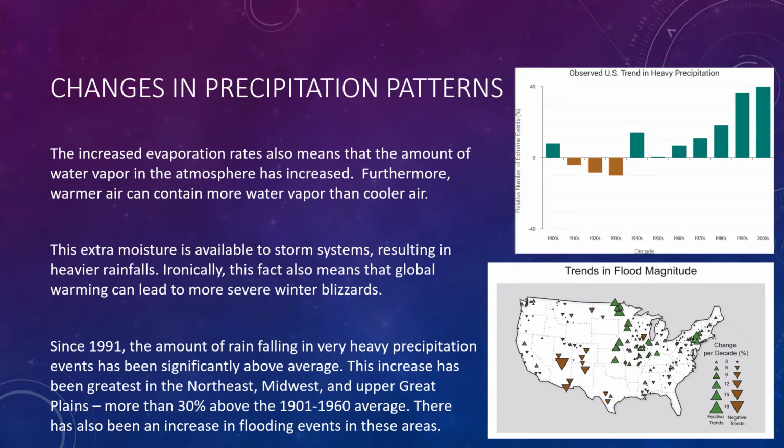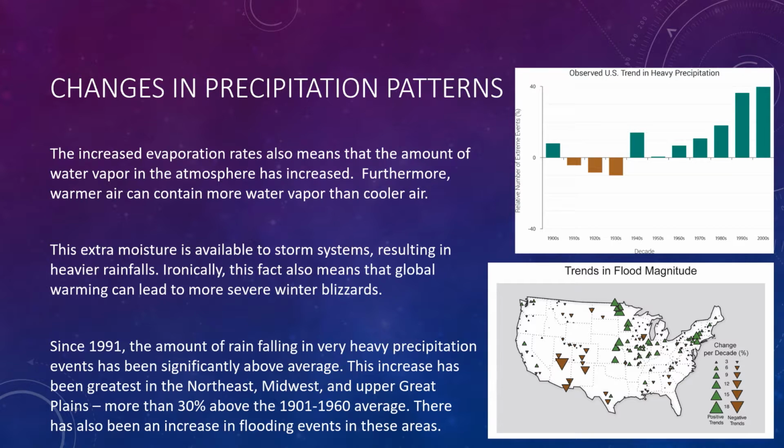Well, that doesn't just mean droughts. The increased evaporation rate also means that the amount of water vapor in the atmosphere has increased. Furthermore, warmer air can contain more water vapor than cooler air. This extra moisture is available for storm systems, resulting in heavier rainfalls. Ironically, this also means that global warming could lead to more severe winter blizzards.